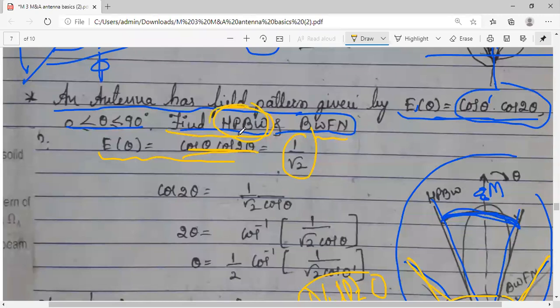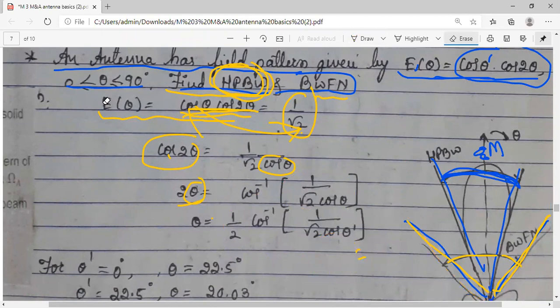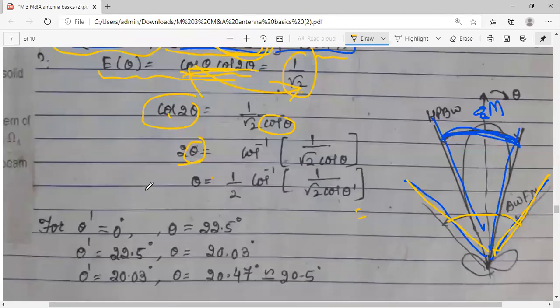So first one is HPBW. cos theta into cos 2 theta equals 1/√2. So take cos 2 theta equal to 1/√2 divided by cos theta, taking this cos theta to the denominator. Then theta is equal to the cos inverse of this value, with 2 theta being cos inverse of this value, or theta is 1/2 times this value. Fine. Now, as it is given here, theta varies from 0 to 90 degrees.